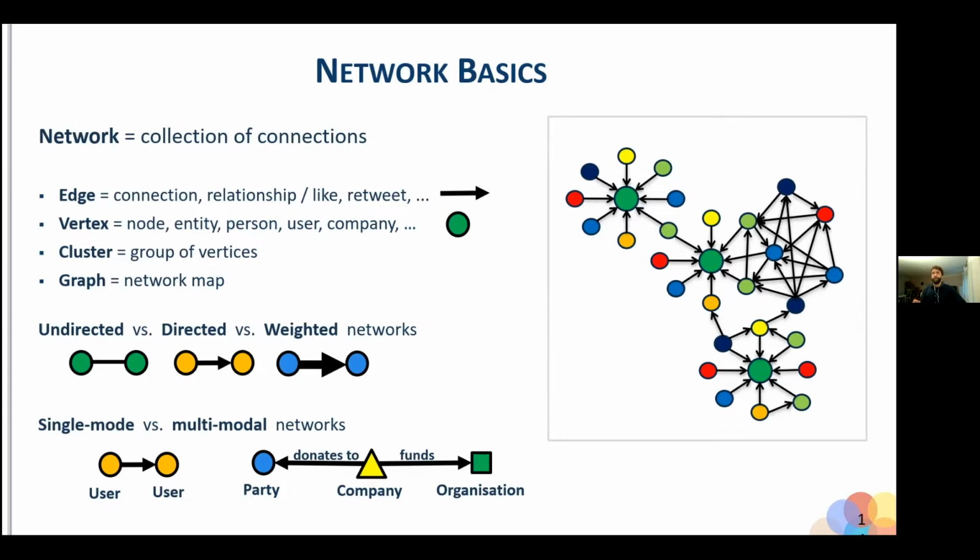And also we can distinguish between single mode and multimodal networks. The Twitter network that I've just shown you is from user to user, so that's single mode. But also you can construct networks differently. So let's say a company donates money to a party, and also donates money to organizations or funds organizations, and then we can look at how much money is flowing. There's several donations, and you can sum them up, and then the weight between these two entities grows. So that's also a way to look at networks.